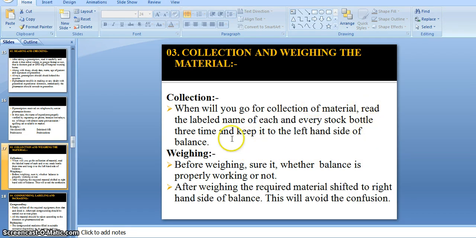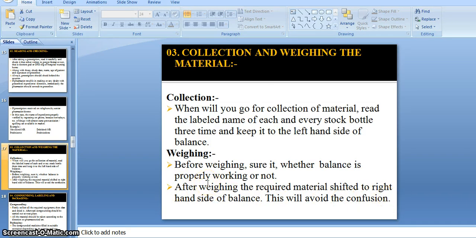This is the collection process. After properly collecting the required material, the pharmacist should weigh all the required ingredients as per the amounts already given in the prescription. That is the weighing. Before weighing, make sure the balance is properly working. Then after weighing, the required material is shifted to the right hand side of the balance. This will avoid confusion.